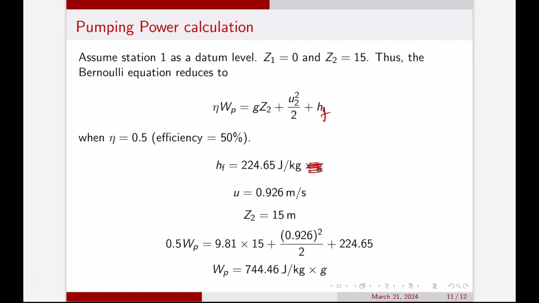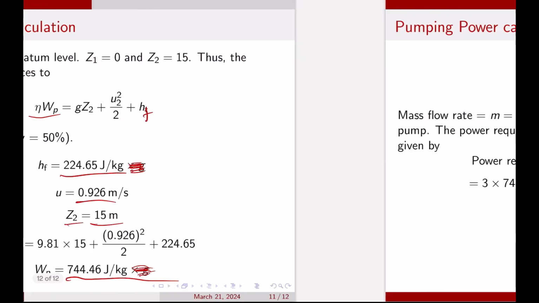Now if we put these in, Bernoulli's equation will become eta W_p is equal to g Z2 plus U square by 2 plus h_f. Now eta is 0.5, 50%. h_f we already got, U we already know, Z2 is 15. Now if we plug that in, I will get W_p is equal to 744.46 joule per kg.